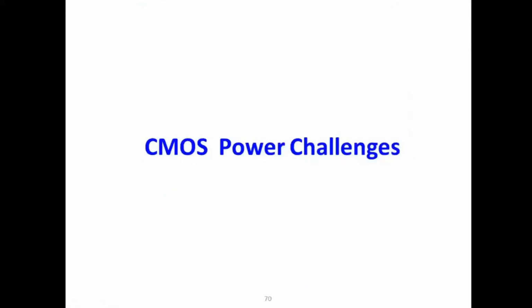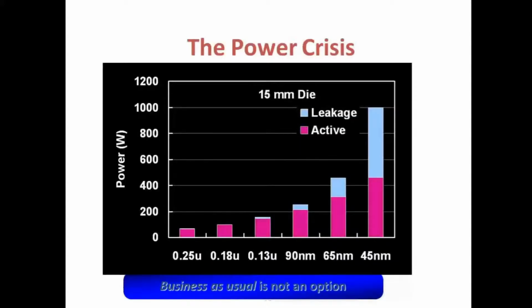Next, we look at the CMOS power challenges. As the MOSFETs have scaled from the 0.25 micrometer node to the 45 nanometer node, we observe that the power dissipation has increased. In this bar chart, the green part represents the active power and the blue part represents the leakage power. At the 0.25 micrometer node, power dissipation was mainly due to active power. At 45 nanometer, we observe that leakage power dissipation has become more than the active power dissipation. This is because the I off tends to increase with scaling in MOSFETs.